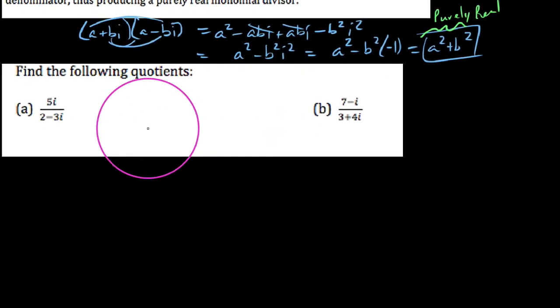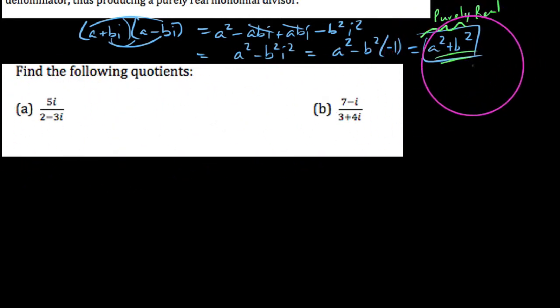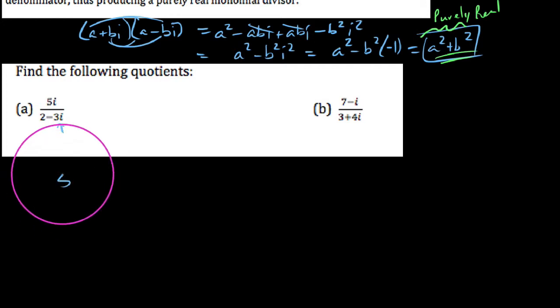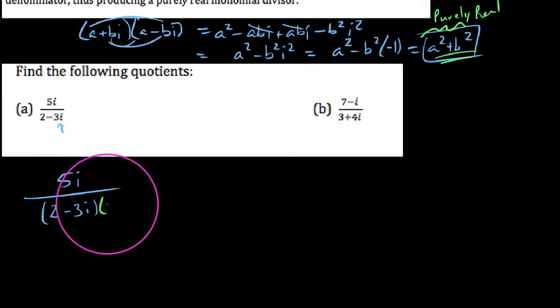So let's take a look at a couple of examples. We'll do the long way on letter A here, and then we'll use this a squared plus b squared pattern that we're going to start to memorize on the second one. So the first example says find the following quotients. Well, I recognize we have an i down here. This is highly undesirable. So what we're going to do is take the top and the bottom of this expression times the conjugate of the denominator.